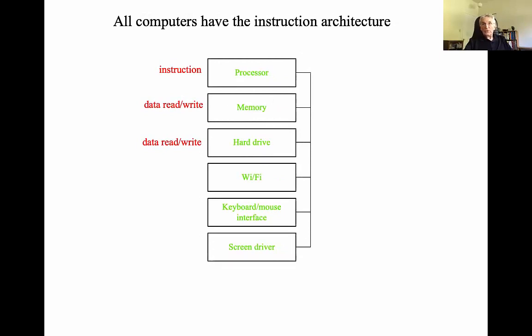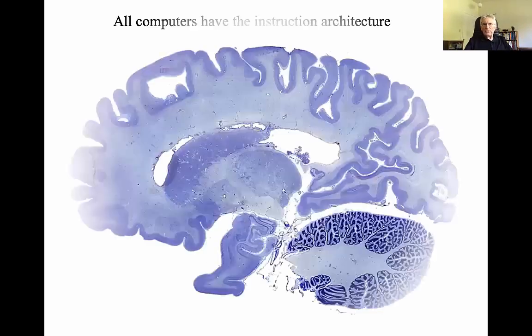There's a CPU module that mostly specializes in instructions, memory modules that mostly specialize in data read-writes, and a range of interface modules that perform combinations of the two types. Okay, so what does all this have to do with the brain?